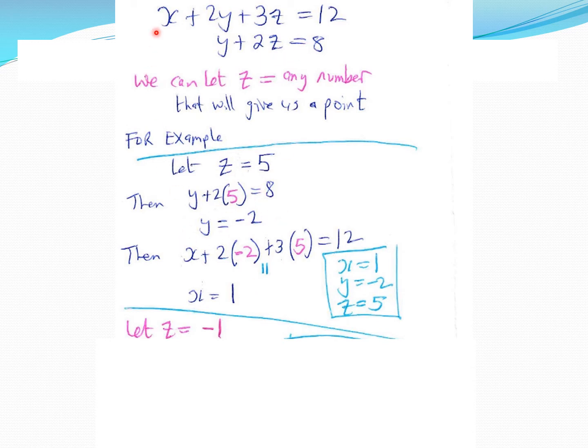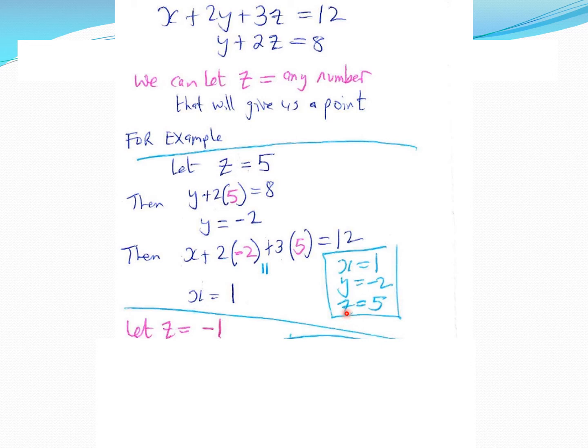What's the corresponding x value? x plus 2y. So x plus 2 times minus 2, so that'll be minus 4. Plus 3 times 5 is 15. So overall that's 11. So x plus 11 equals 12. x equals 1. So this is a point in 3 dimensions that falls on those three planes that we were looking at in the question. So x is 1, y is minus 2, z is equal to 5.